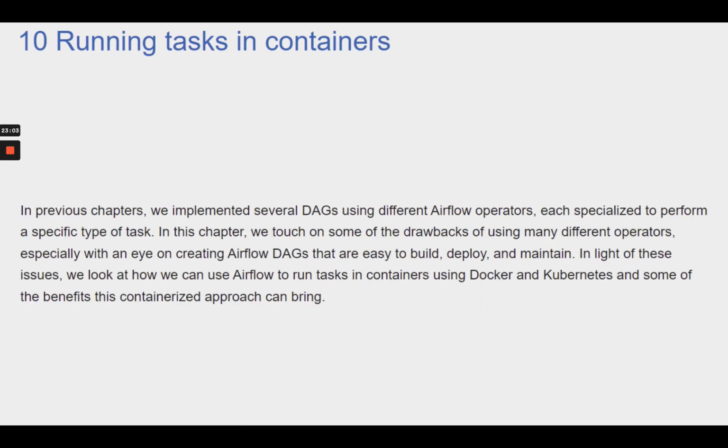In previous chapters, we implemented several DAGs using different Airflow operators, each specialized to perform a specific type of task. In this chapter, we touch on some of the drawbacks of using many different operators, especially with an eye on creating Airflow DAGs that are easy to build, deploy, and maintain. In light of these issues, we look at how we can use Airflow to run tasks in containers using Docker and Kubernetes, and some of the benefits this containerized approach can bring.